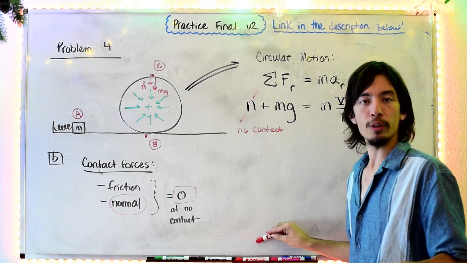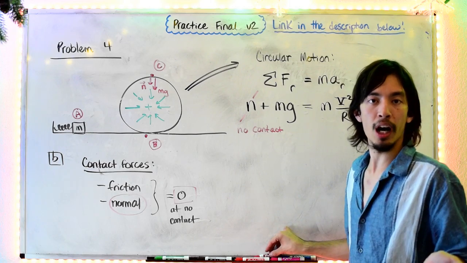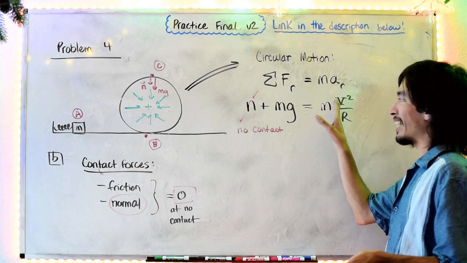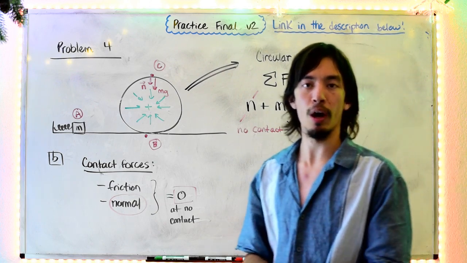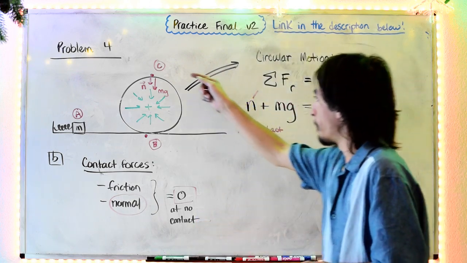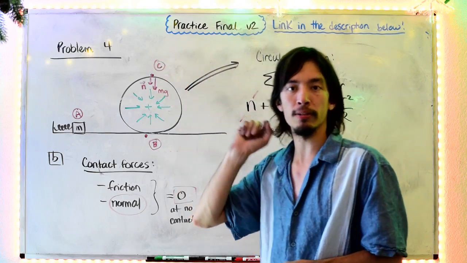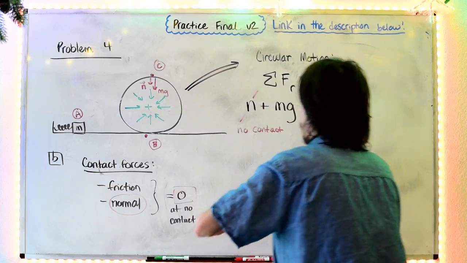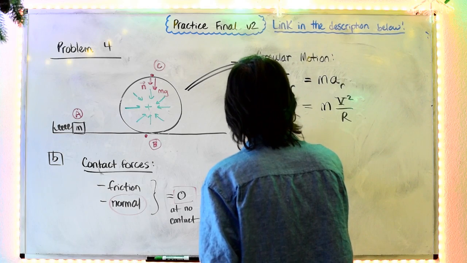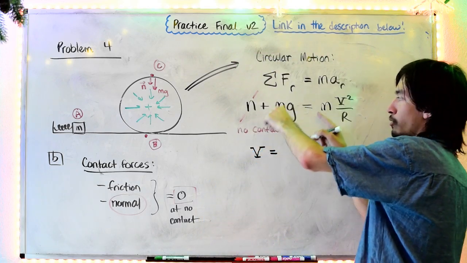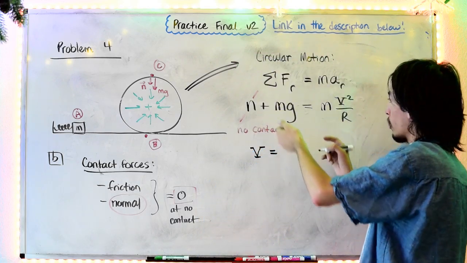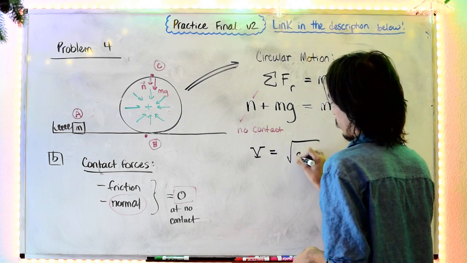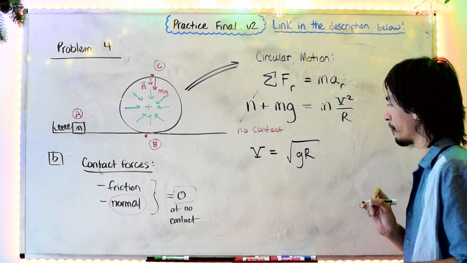And when you solve for this velocity under this no contact condition, you will get the minimum speed that's required to get through the top. For that brief moment at the top, it just barely loses contact. So v, when you solve for it, you can cancel out the masses, multiply by r, and square root it. You'll get the square root of gr.